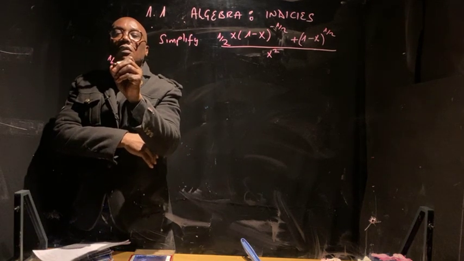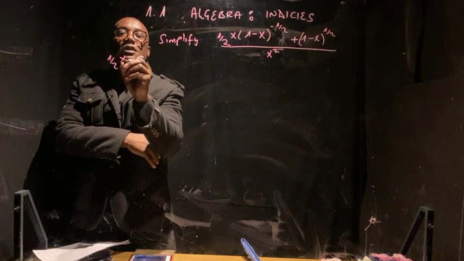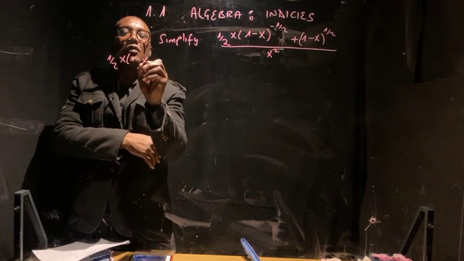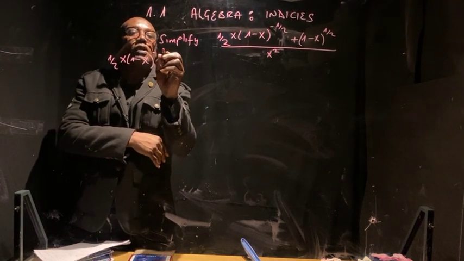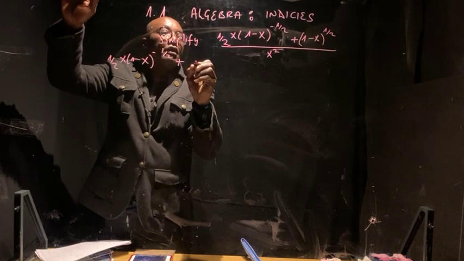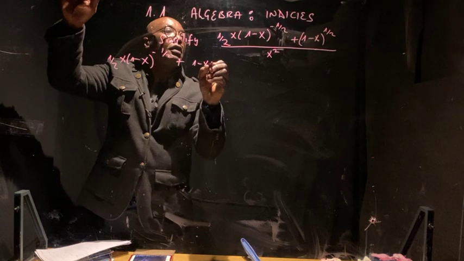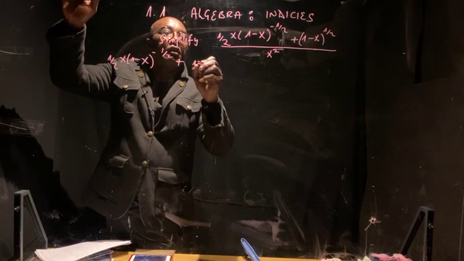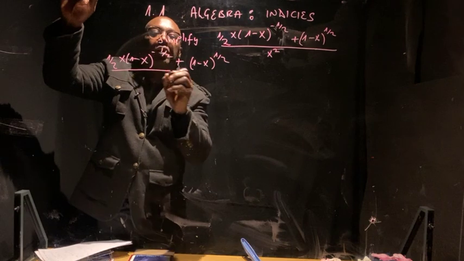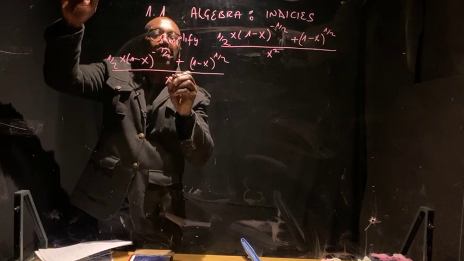This equation that you see above is no different from half x, 1 minus x raised to the power negative half, plus 1 minus x raised to the power half, divided by x squared.